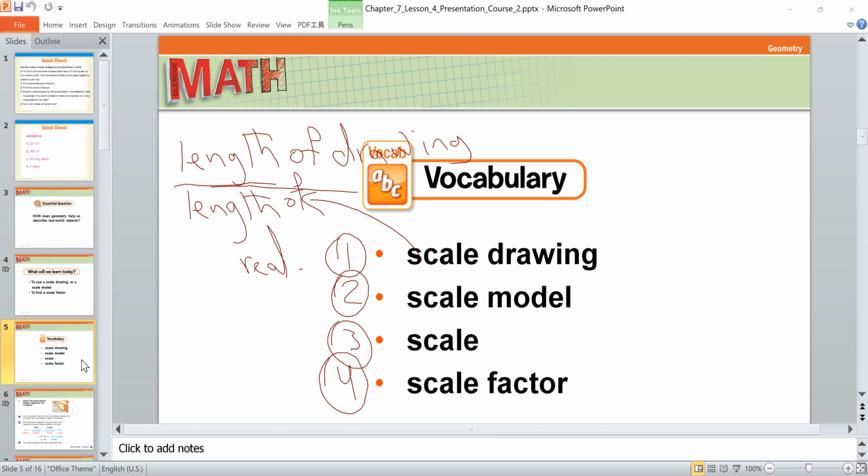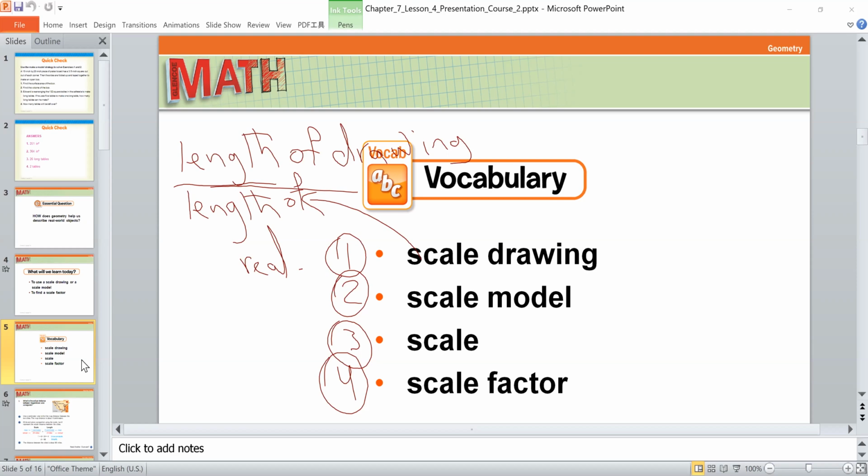Again, it's a ratio. The scale drawing is the length of the drawing over the length of the real. Again, Khaled, we said that. Write this ratio with me: the length of the drawing over the length of the real.